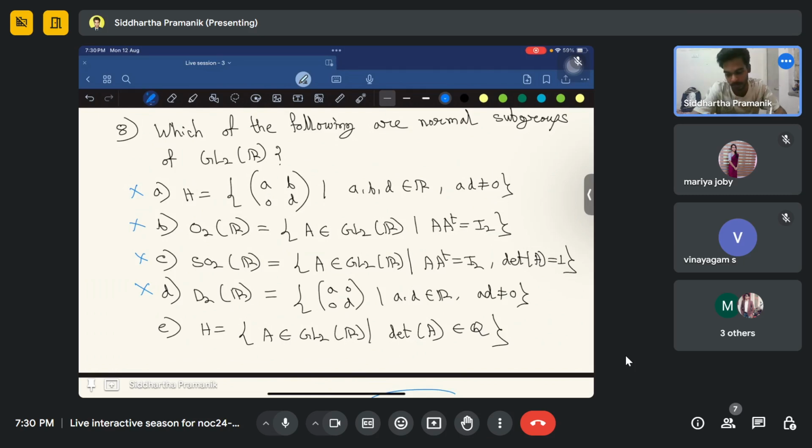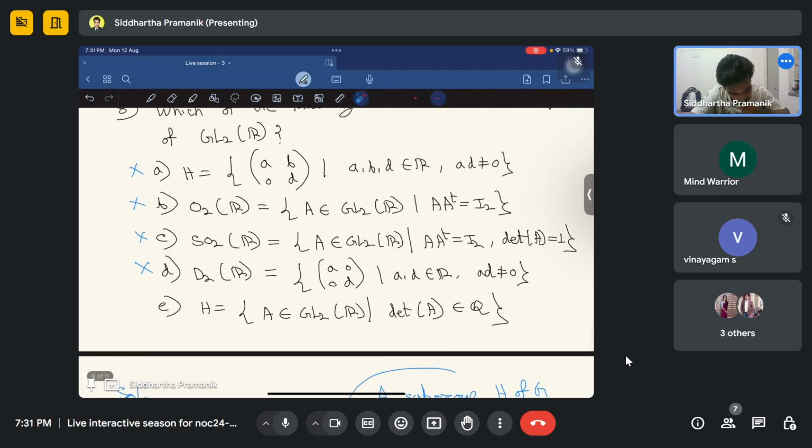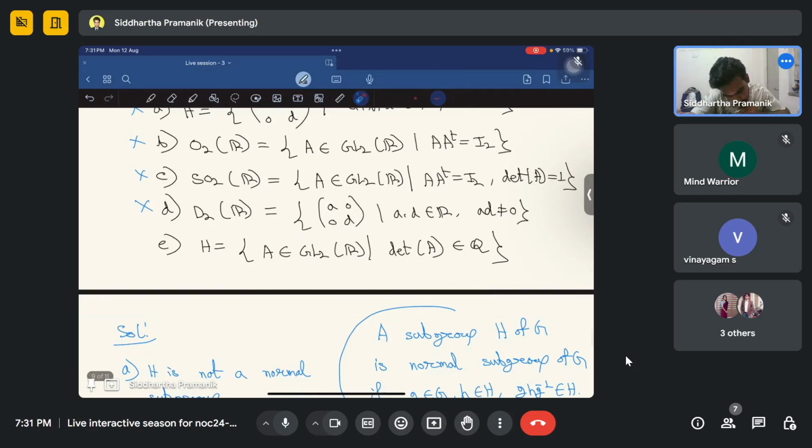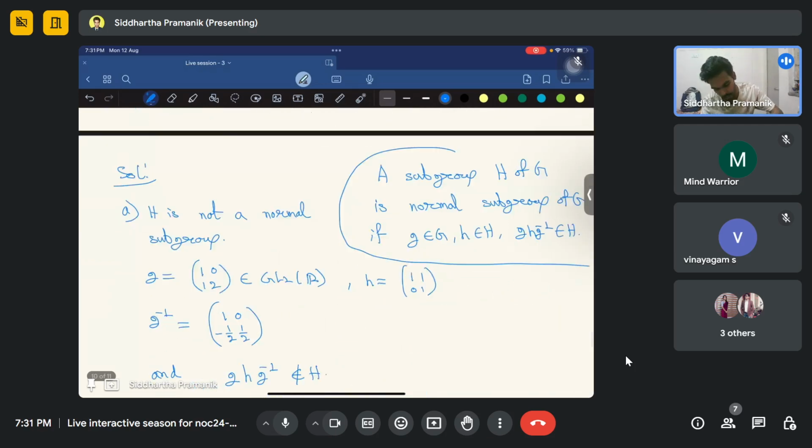Now what about the last one? This one should be easier. Which one is not a subgroup? Is it so? No, I am taking all those invertible matrices whose determinant is a rational number. So you can go back to live session 2, where we have proved that this is indeed a subgroup. So the fact is it will be a normal subgroup also. So let's do that.